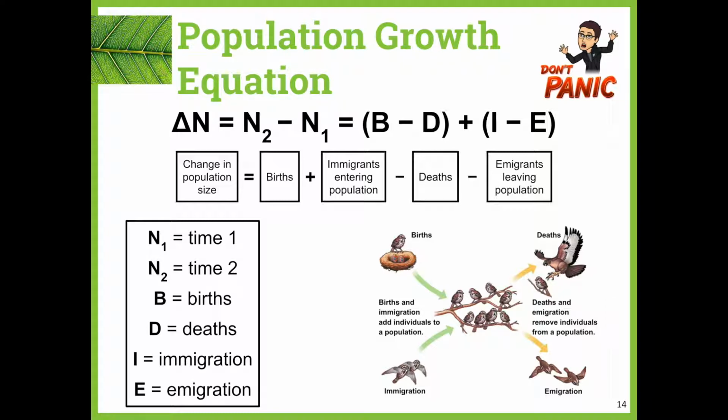So we can determine the change or the population growth, either increase or decrease in a population. So we take the births and we add that to the number of immigrants entering the population, and from that number we subtract the deaths and the number of emigrants leaving the population. And that will allow us to determine the change in population size from one point to another.